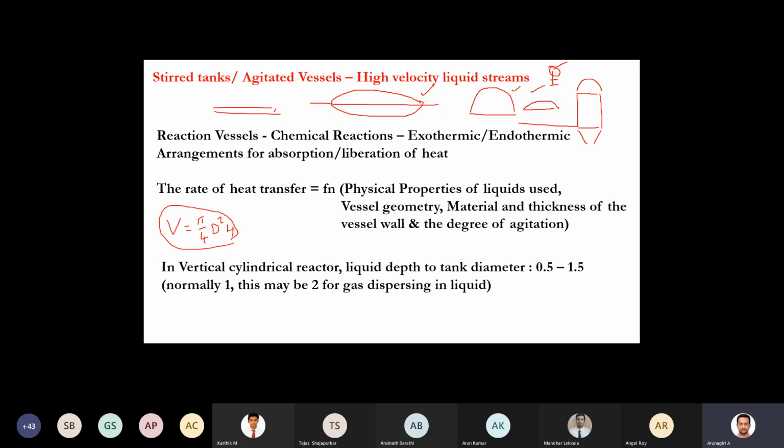Okay, so here you have to provide a smooth transition, so you provide this type of arrangement like this. This is called the torus section. This radius is called the torus radius. Those things we will discuss later.